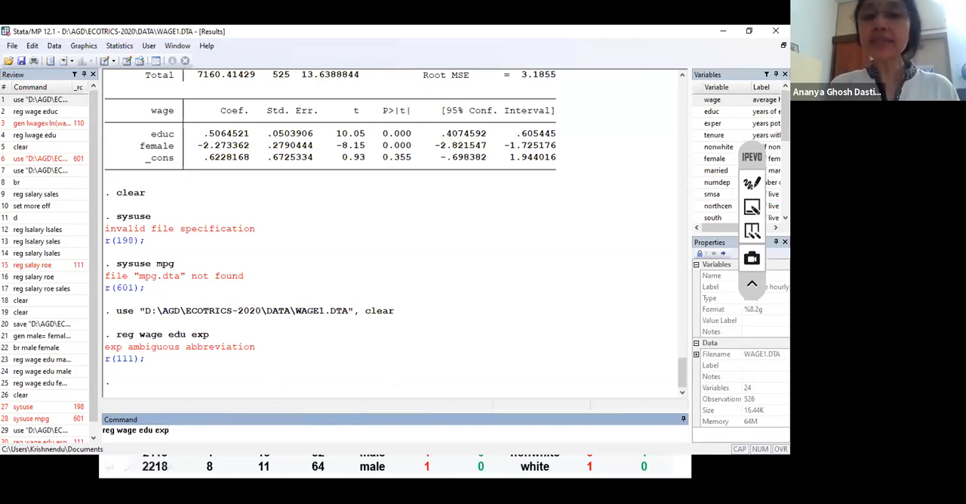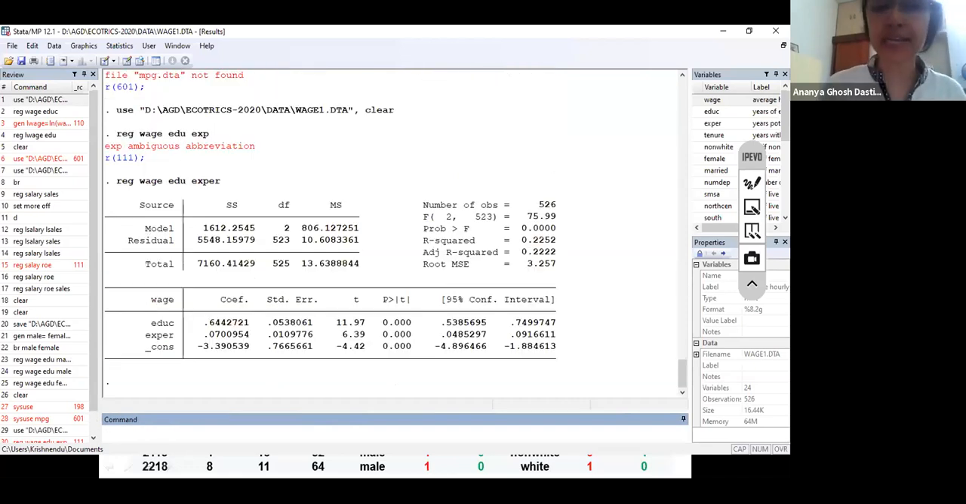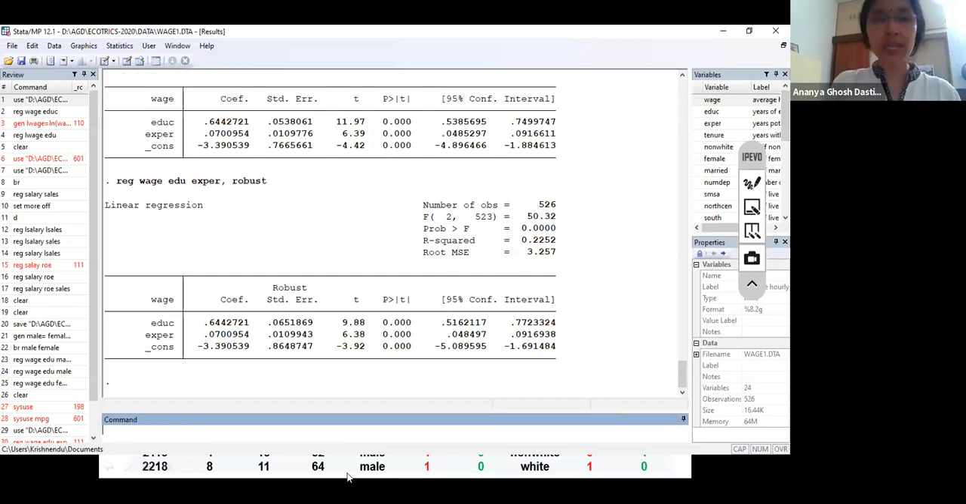So this is a model which may have heteroscedasticity. That's what the economists fear, that it may have heteroscedasticity because this is a large cross-section data set. How do I fix for it? I just type robust. There you are.